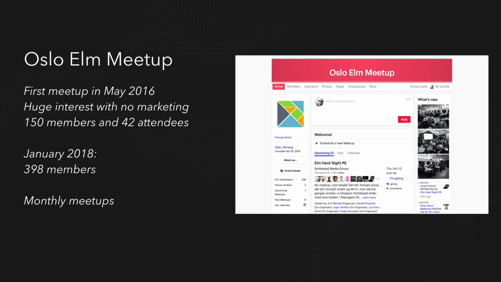So we had about 42 attendees on the first meetup. Now we're doing monthly meetups with about 30 to 40 people. And in Oslo, that's actually quite big. It's one of the most active meetup groups. And now, as of January this year, we have about 400 people, which makes it, I think, the fourth biggest meetup in Oslo. So that's quite nice. So I've gotten the chance to meet a lot of people and talk a lot about Elm here.